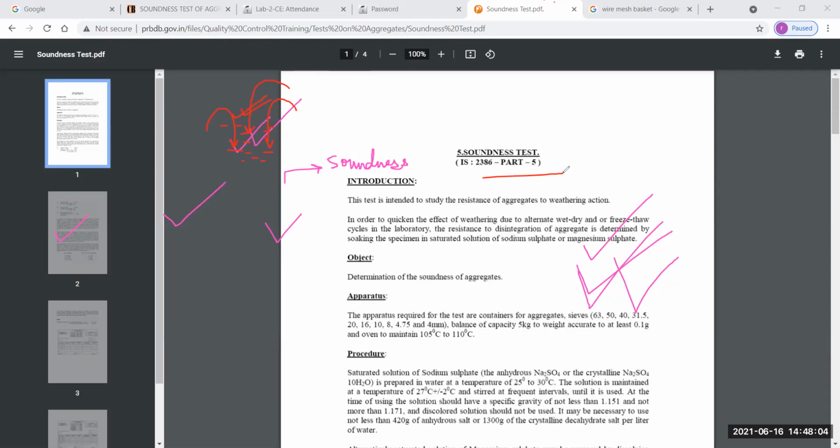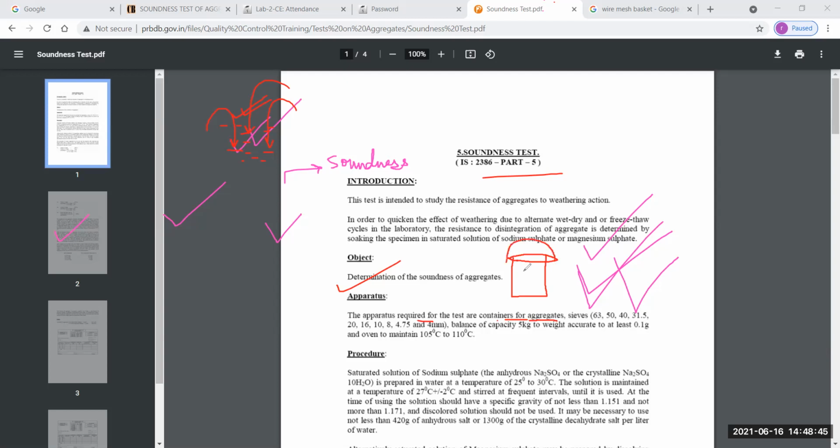Basically, during weathering action, we use two chemicals, sodium sulfate and magnesium sulfate, to check the soundness test or durability of our aggregate. I think objective is also clear. Next is your apparatus. The apparatus required for the test are containers for aggregate. For containers for aggregate we use wire mesh bucket. I already discussed which type of wire mesh bucket we used. This type of wire mesh bucket. I think it is already shown in figure that this type of bucket we use.